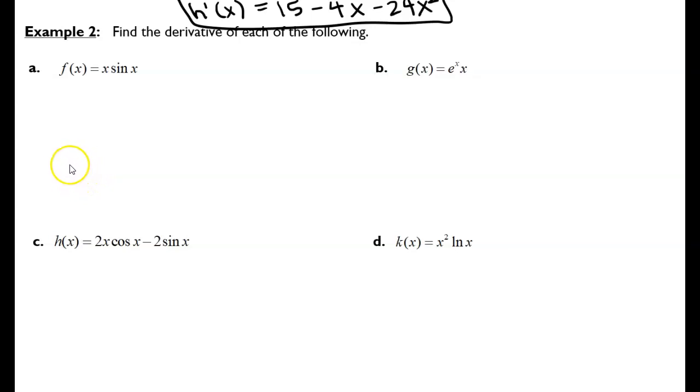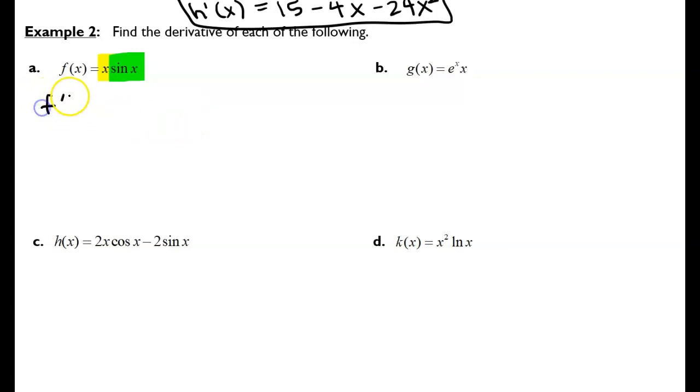So again, the first thing to notice is that you're multiplying two functions together. And so sometimes the multiplication symbol isn't clear. In part A, we have x sine of x. That's really x is my first function. Sine of x is my second function. So x times sine of x, those are my two parts.